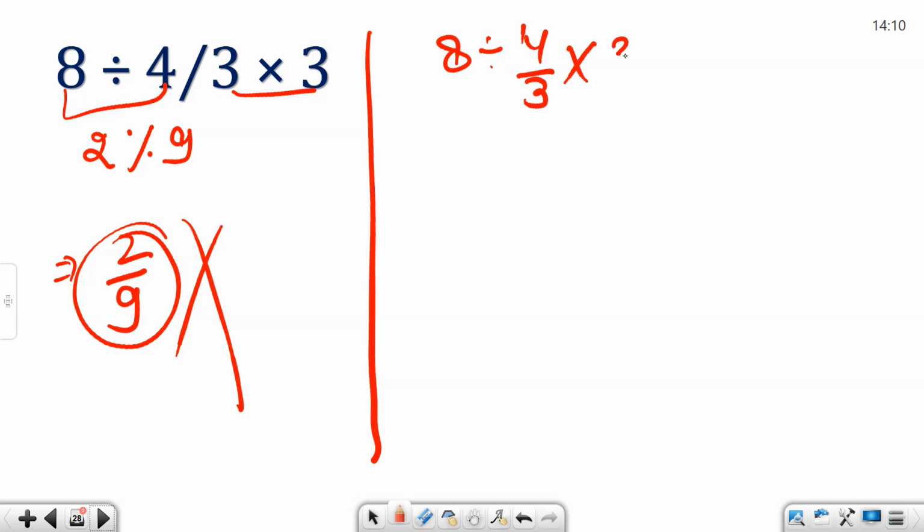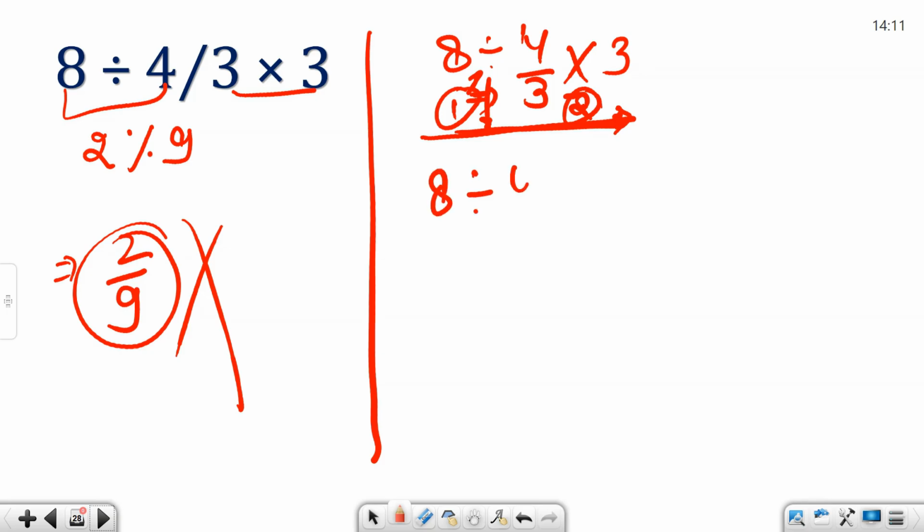Whenever you get a question like this, according to the BODMAS rule, we'll look at the division first, the one that comes first, and solve that. So here, division comes first, and then we'll keep the second operation for later. First priority is division. So A divided by 4 by 3 into 3.